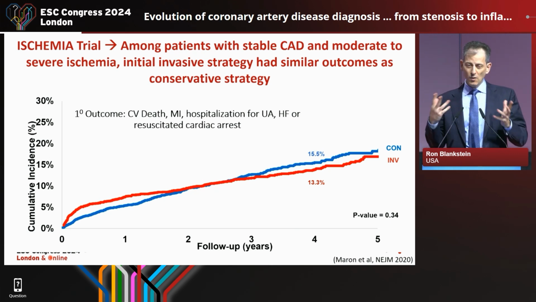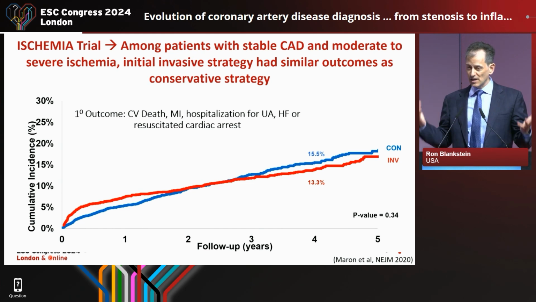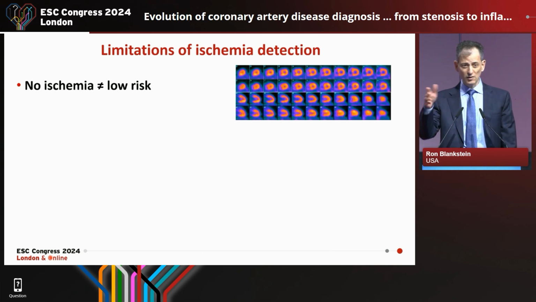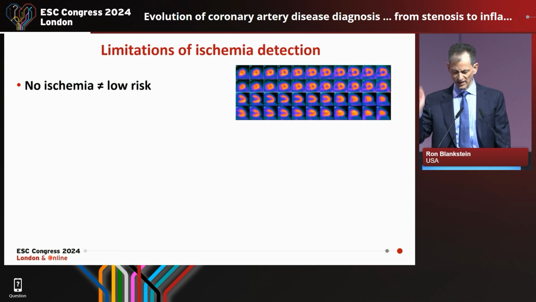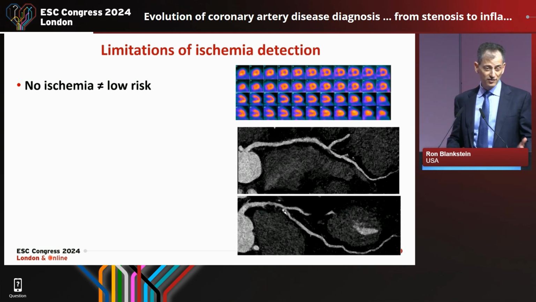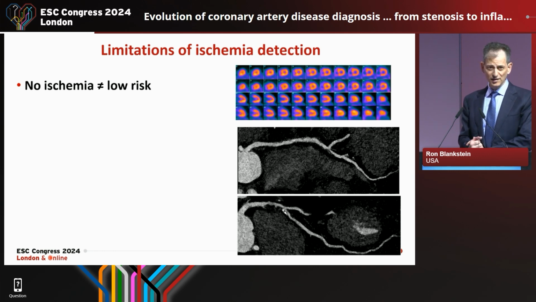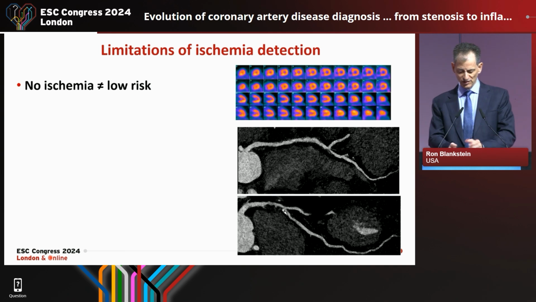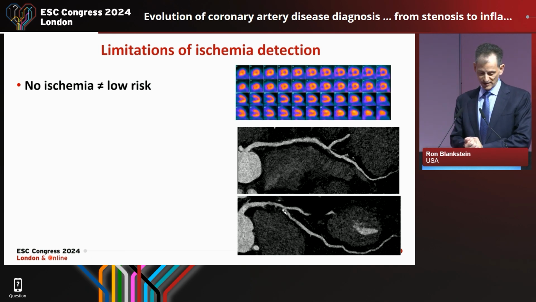So with that, I do want to talk about the different ways that we diagnose ischemia or coronary disease and talk to you about the pros and cons. First, when it comes to ischemia detection, it's important to know that the absence of ischemia does not necessarily mean low risk. So you can have a completely normal stress test, irrespective of what modality it is, an MRI or an echo. And the reality is that many of these patients may have underlying coronary atherosclerosis, such as this case here. This is a coronary CTA showing diffuse, mostly non-calcified atherosclerosis in this individual who had a normal stress test.